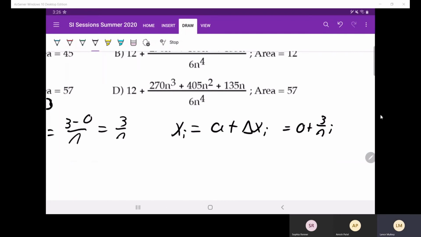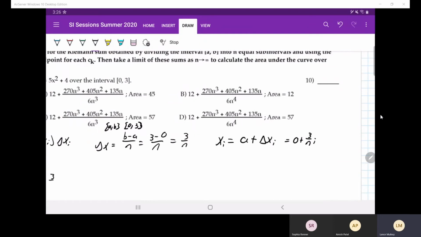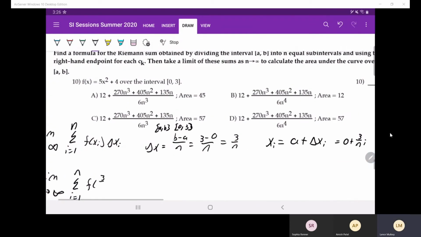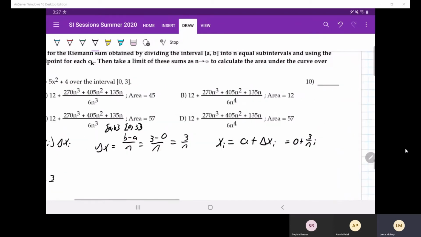We all following along? So now we have xi, which is 3 over n i. Now we have delta x. You find your delta x, which is 3 over n, 3 over the number of rectangles. We're just going to leave it as n because n is approaching infinity.